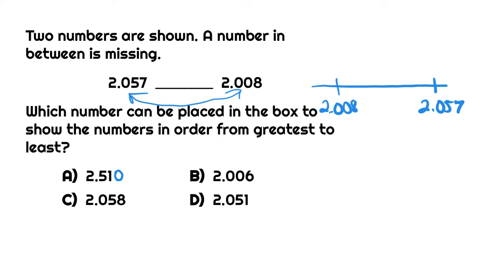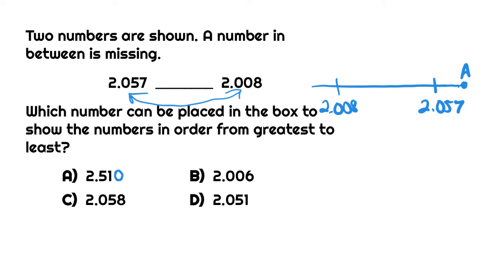So compared to 8 thousandths and 57 thousandths, that 510 thousandths is going to be way over here, right? Answer choice A would be way over here. It'd even be off my screen, but we'll go ahead and just put it there for now. So A is not between the two. B, 2 and 6 thousandths.